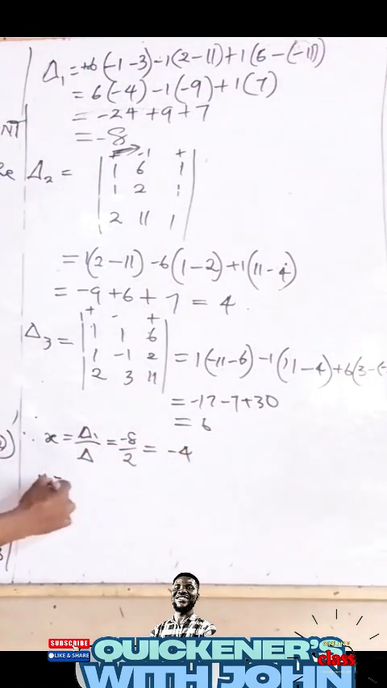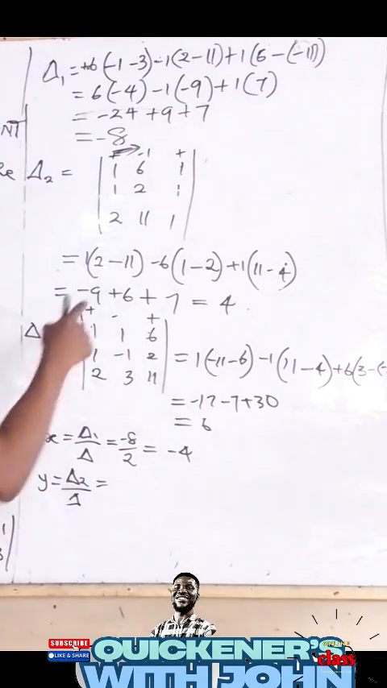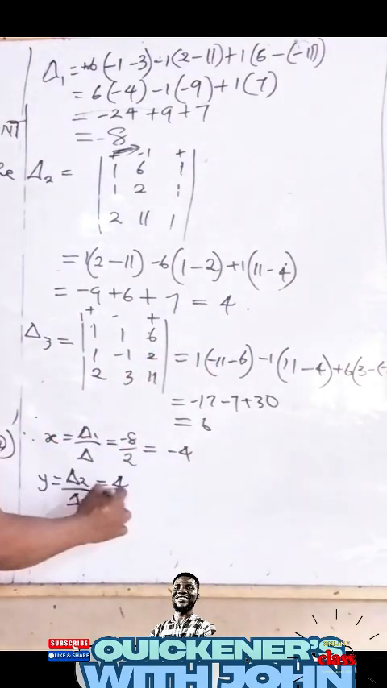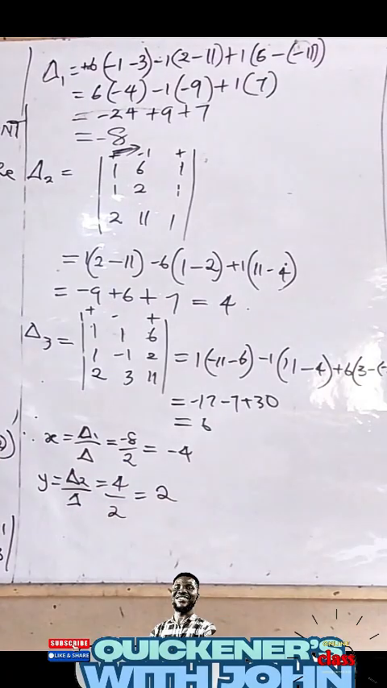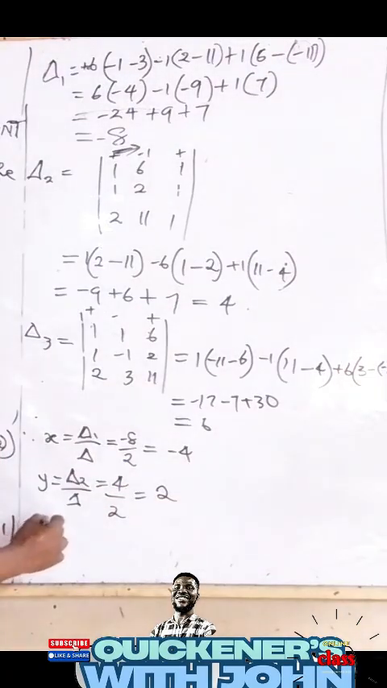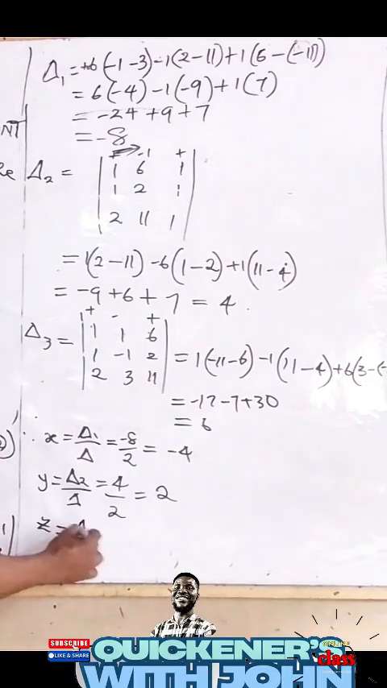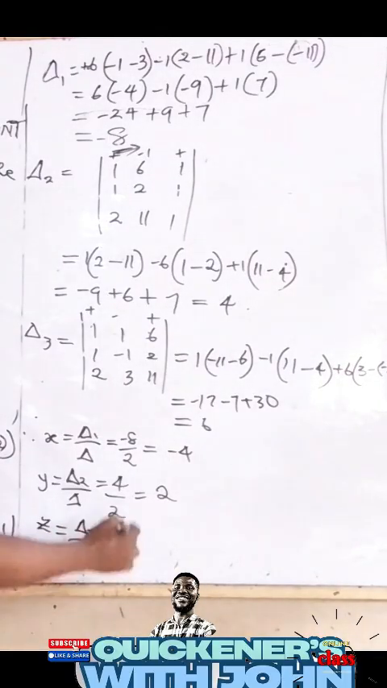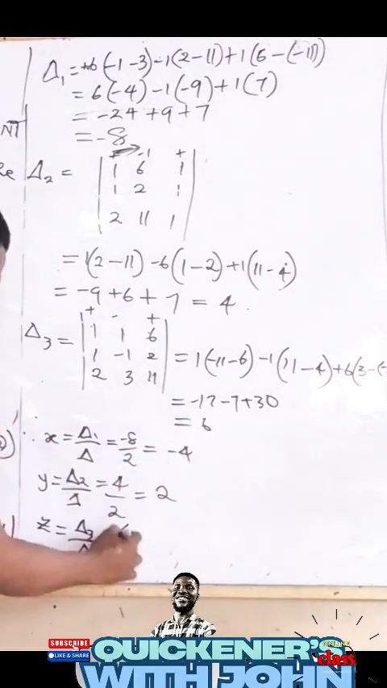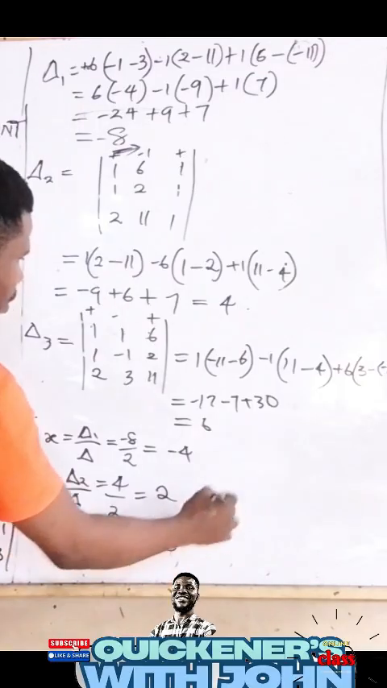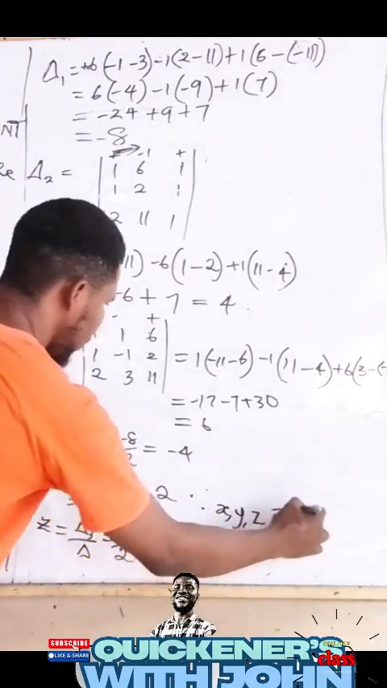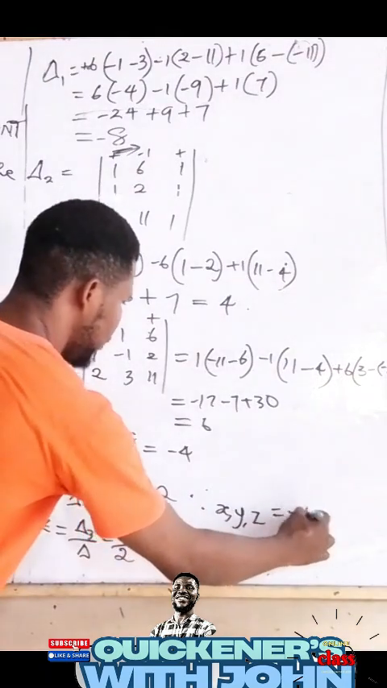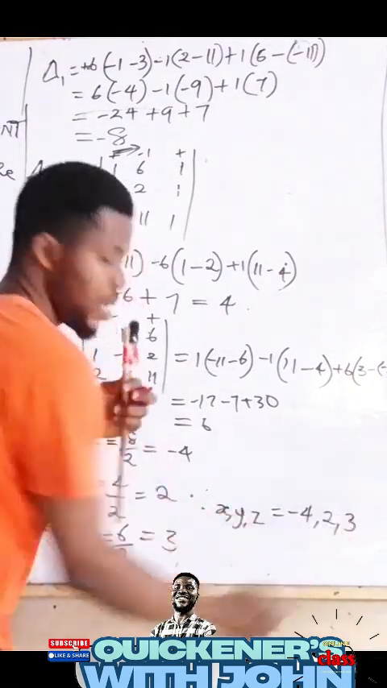Then for y is delta 2 divided by delta. So delta 2 is what? 4. 4 divided by 2, that's what? 2. Can you see that? Right? So z is delta 3 over delta. So delta 3 is what? 6. 6 divided by 2 is what? 3. So therefore, x, y, z is what? Minus 4, 2, and 3. I hope you understand.